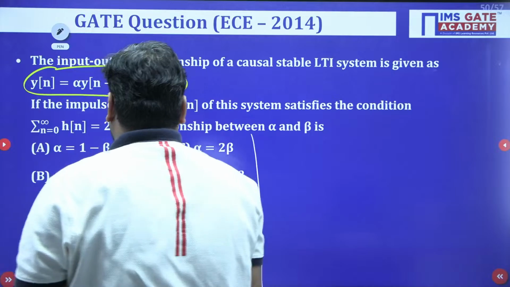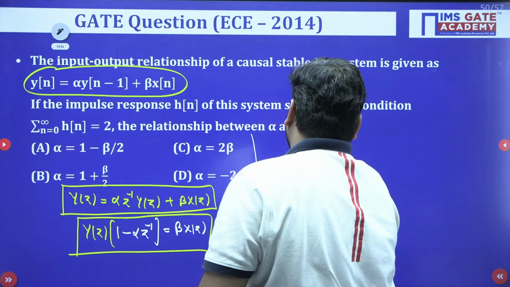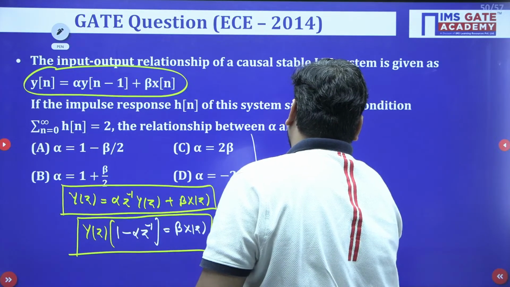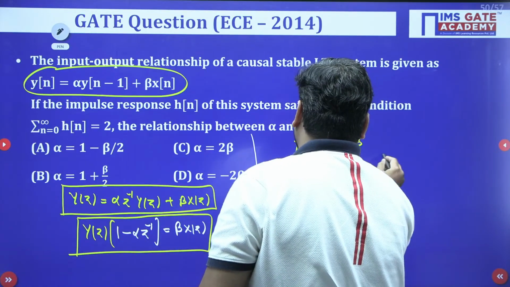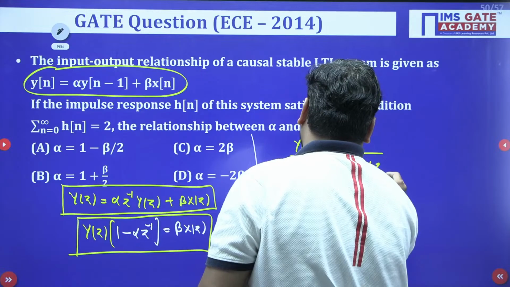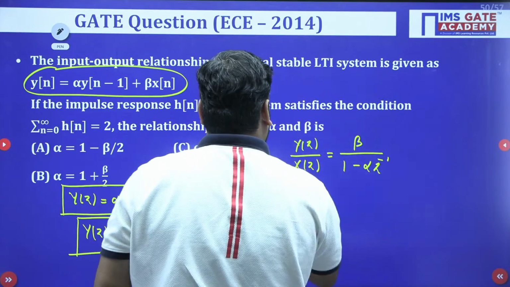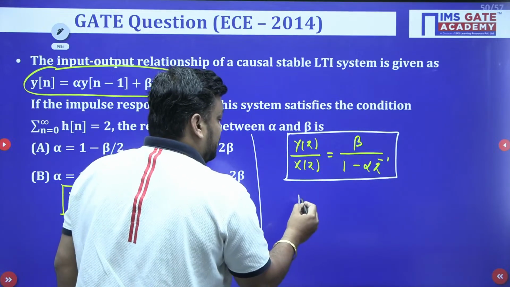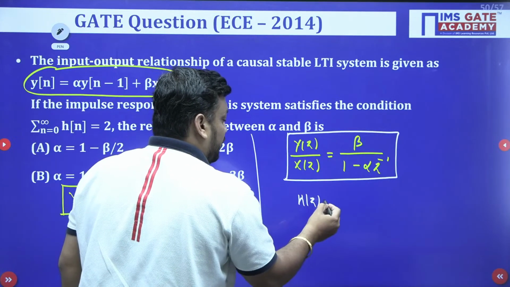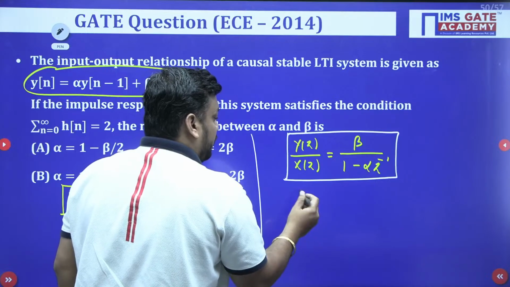Now student, here if I take the LCM, it will be Y(z) upon X(z). Y(z) upon X(z) is nothing but beta upon 1 minus alpha z inverse. I am just taking the cross multiplication. Y(z) upon X(z) is nothing but H(z). So your H(z) value is this. So now can you take the inverse Laplace?